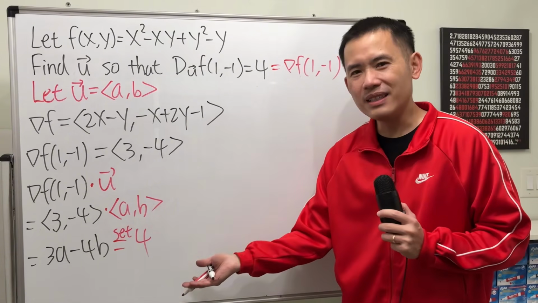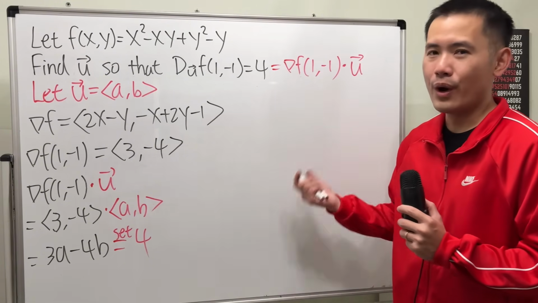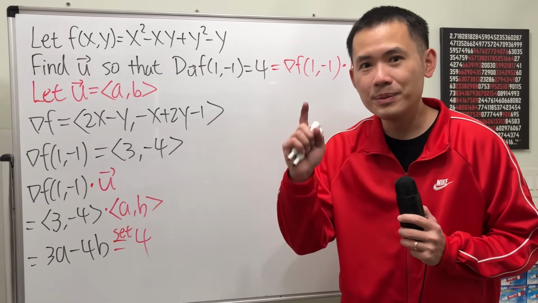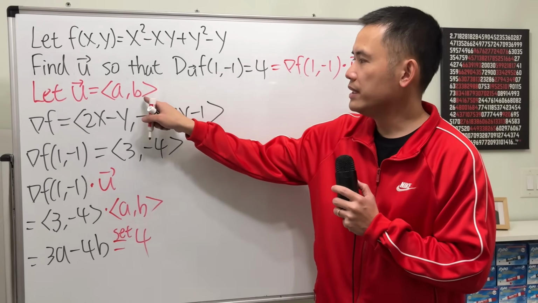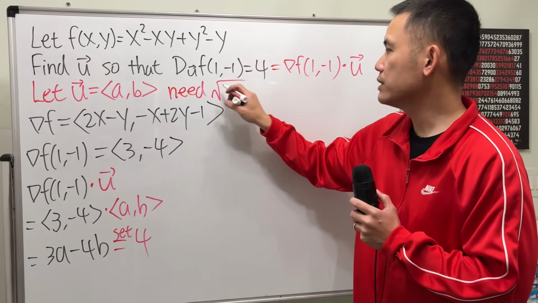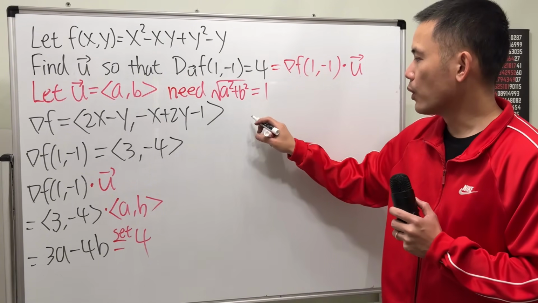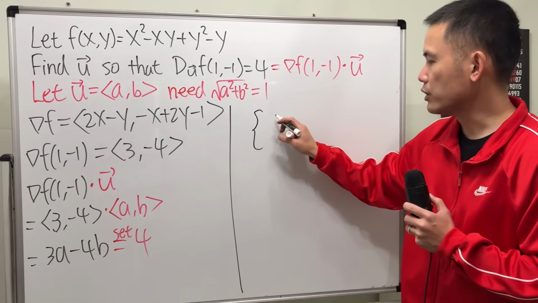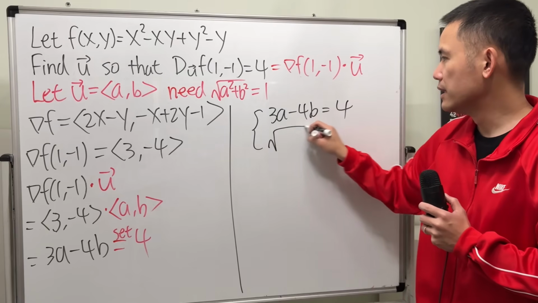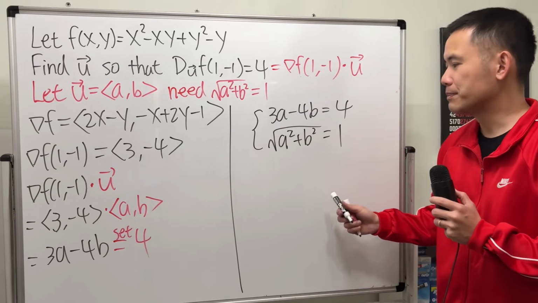But this is an equation with two unknowns. What do we do? We need another equation, right? Where though? This right here, because u has to be what? u has to be a unit vector. So we need the magnitude of this to be 1. So that means the square root of a squared plus b squared has to be equal to 1. Therefore, we will have a system of equations: 3a minus 4b equals 4, and the other one, square root of a squared plus b squared is equal to 1.